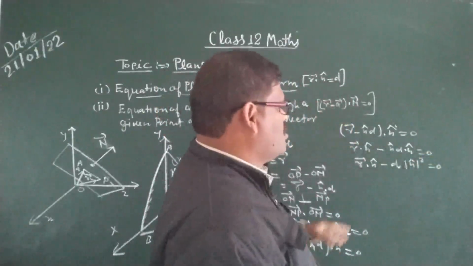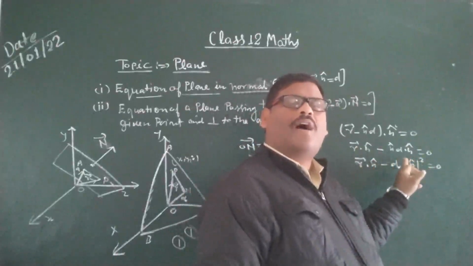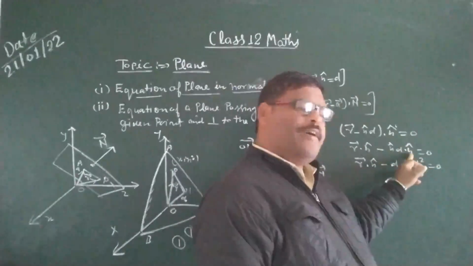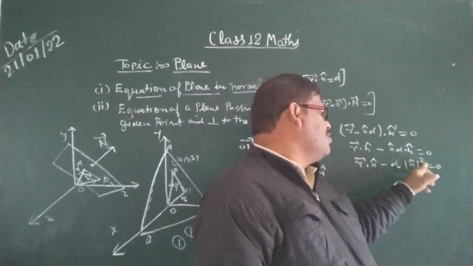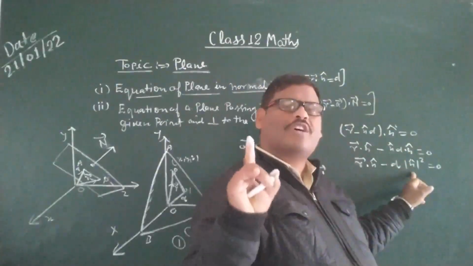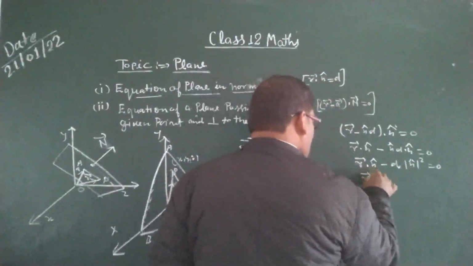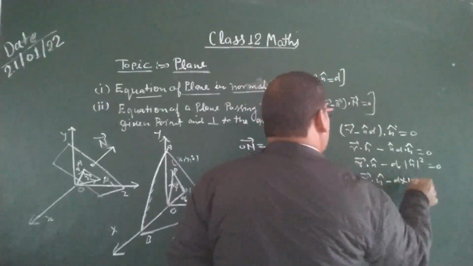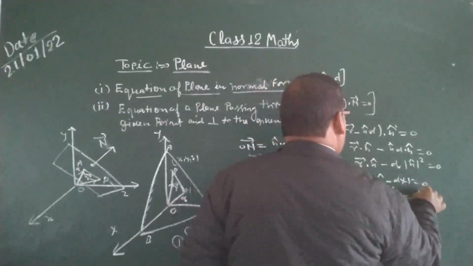Why? Because as you know, a dot a is the mod of a square, so n cap dot n cap is the mod of n cap whole square, and n cap represents a unit vector. Modulus of a unit vector is always 1. Therefore, we can write r dot n cap minus d times 1 is equal to 0, means r dot n cap is equal to d.